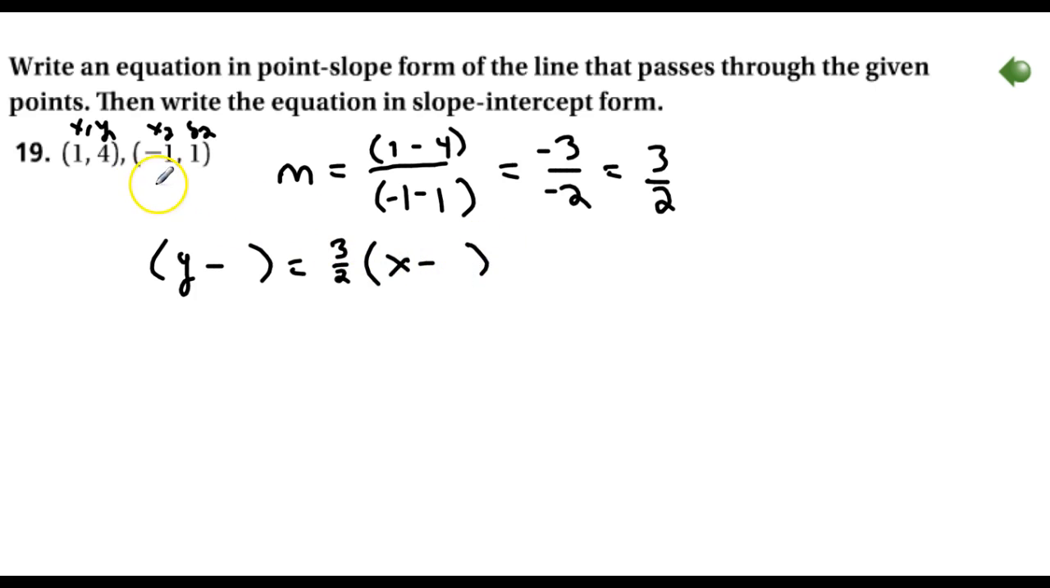All I got to do now is pick one of these 2 points, either 1, 4 or negative 1, 1. I'm going to pick 1, 4. So I'm going to put 4 right here, 1 right there, and I'm done. That's a correct answer. However, you could have used the other point there. You could have used y minus 1 is equal to 3/2 times x minus a negative 1. Well, x minus a negative 1 is the same thing as x plus 1.